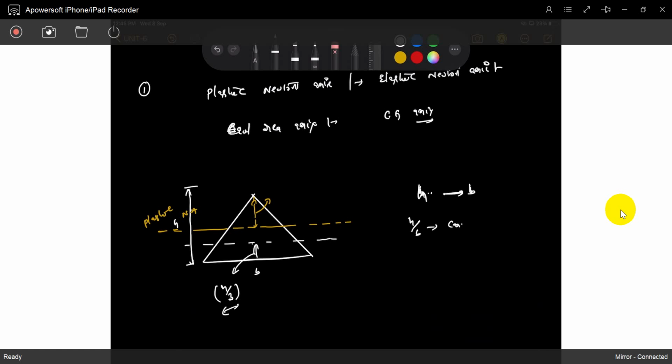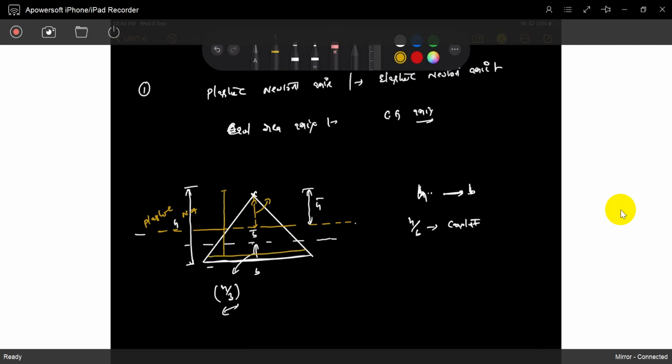So for H distance it's a B. For 0 it's a base width of 0. Somewhere I think it is a plastic neutral axis. The height is H dash, width is B dash. H by B is constant. So for this H, this is a B. For this H, this is a B.